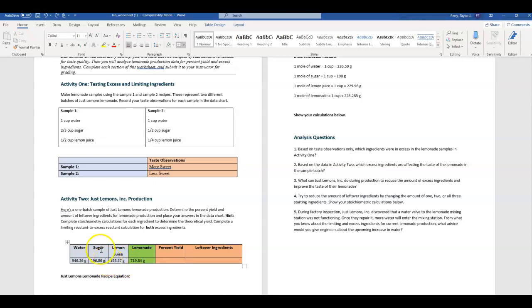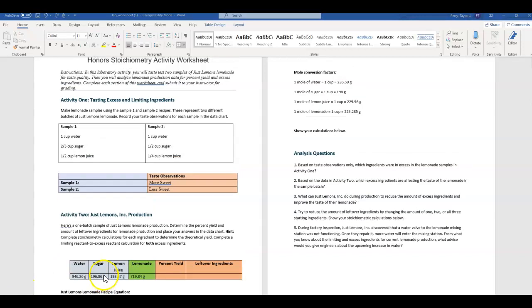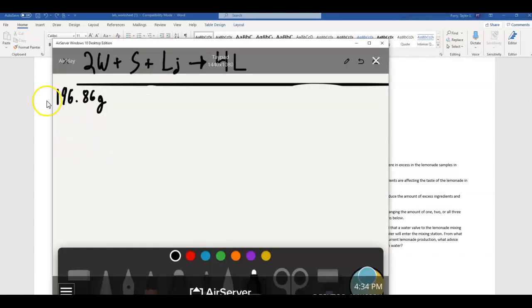So what I'm going to do now is compare sugar and lemon juice. That'll tell us which one is the actual limiting reactant, because something tells me I'm going to have an excess of water either way. So sugar and lemon juice, one of them is our limiting reactant, and we need to figure out which one. We're going to start with sugar and compare it to lemon juice. I've got my sugar here, 196.86 grams of sugar. If I wanted to use up all that sugar, how much lemon juice would I need?